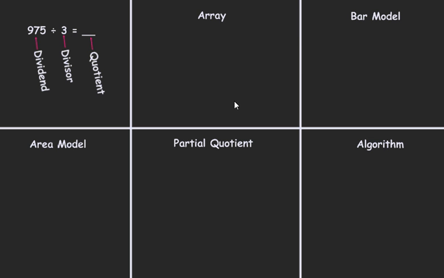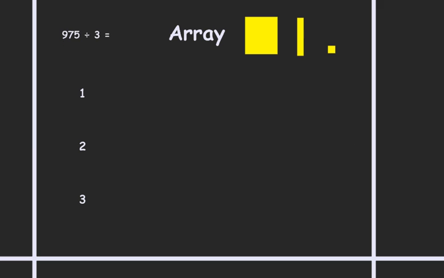So the first thing that we're going to look at is the array. Let's zoom in closer to see how we can solve this problem using an array. With an array, I'm going to use my base 10 blocks. It's easier for me to see. Since my dividend is 975 and my divisor is 3, I'm going to make 3 rows so I can see how many go in each row. I'm going to start with 900. I know 900 is bigger than 300, so I'm going to use this.